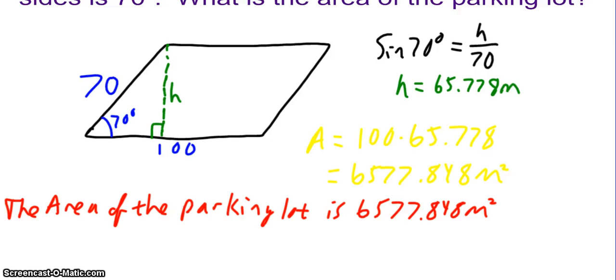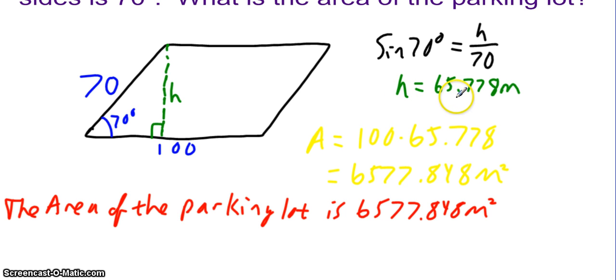Okay, so here in black I drew my parallelogram and I knew that the one side is 100 meters and the other side is 70 meters. And that the angle between the 2 sides is 70 degrees. So I drew in the height of the parallelogram. I believe this is the simplest way to solve this. There are other ways in which you could solve this using the law of cosines and Heron's formula, but that's a lot more work. So then I know sine of 70 equals h over 70 meters.